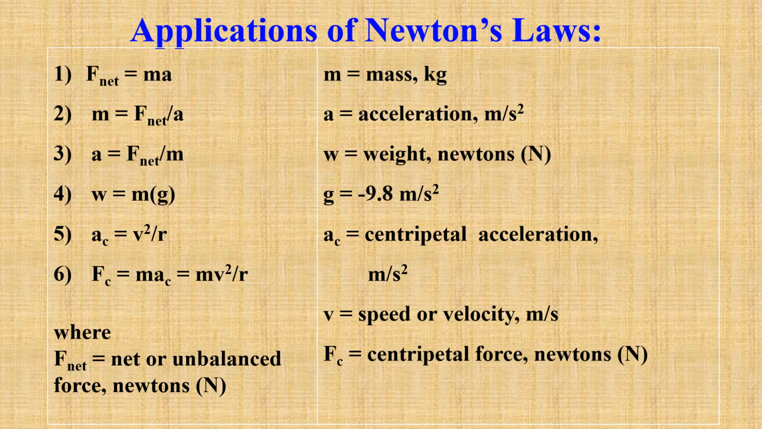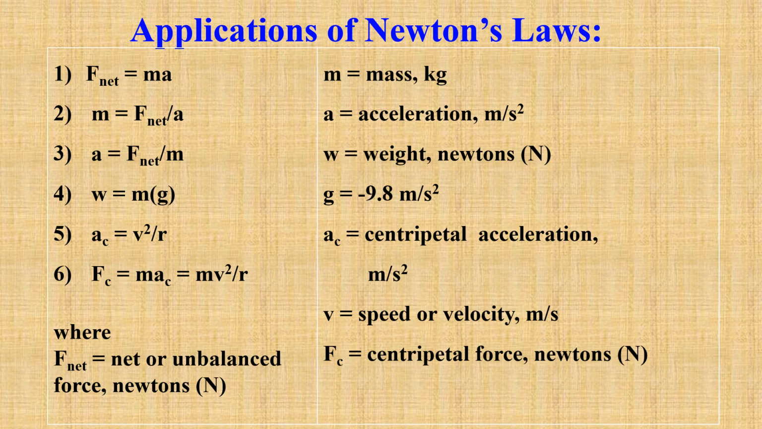Applications of Newton's laws. So far, we have these 6 formulas. Number 1, F net equals mass times acceleration. Or from this formula, if you solve for m, the mass, this is F net over A. Or if you want to solve for A, this is F net over m. The weight W is m times g. The centripetal acceleration is A sub c equals v squared over r.